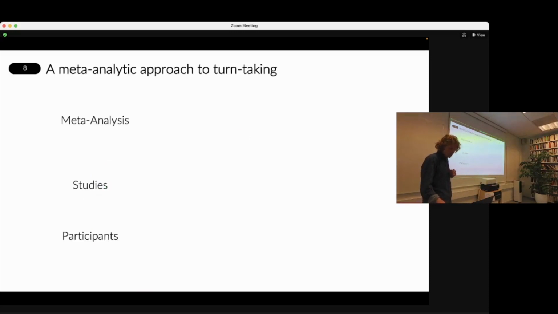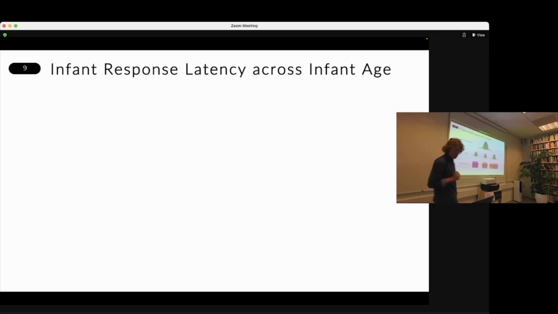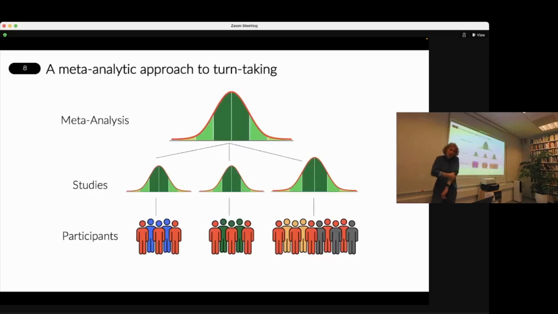Okay, and we took a meta-analytic approach to these studies, which essentially means that we're weighting each individual study by the amount of participants that it has in its sample size, right? So a study with a larger sample will contribute more to the estimate in the meta-analytic effect size than studies that have a smaller sample size.